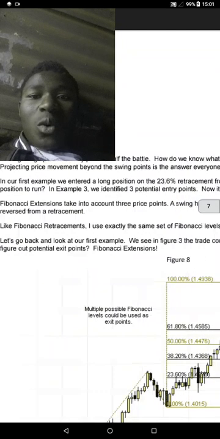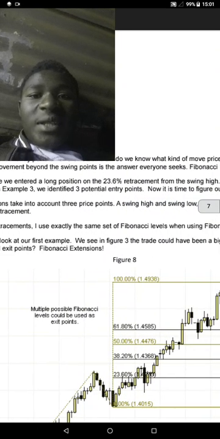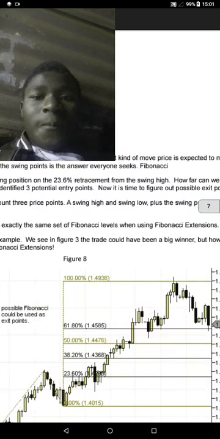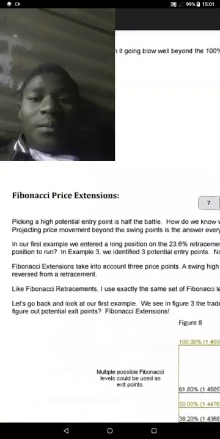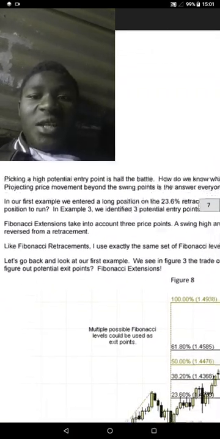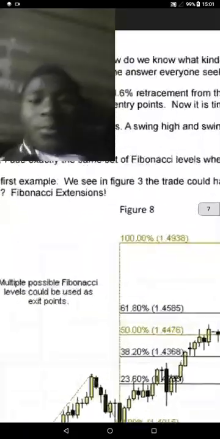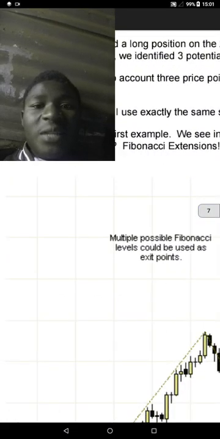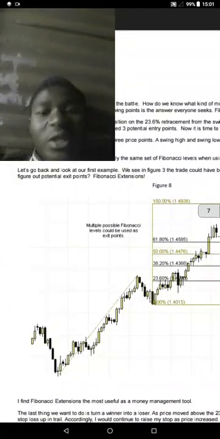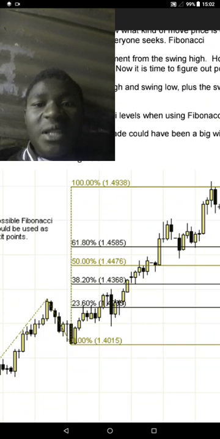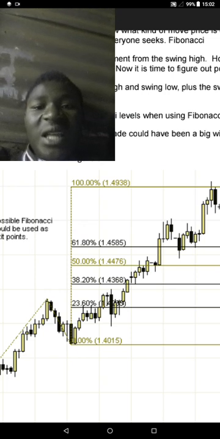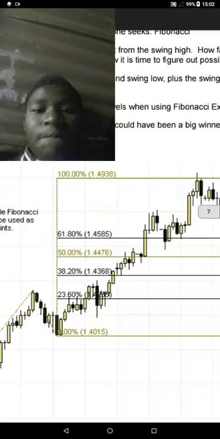Let's go back and look at our first example. We see in figure 3 the trade could have been a bigger winner, but how will we figure out the potential exit point? In this Fibonacci example, as you can see here, we have multiple possible Fibonacci levels that could be used as an exit point: 61.80%, 50%, 38.20%, 23.60%, and 100%. Let's proceed.